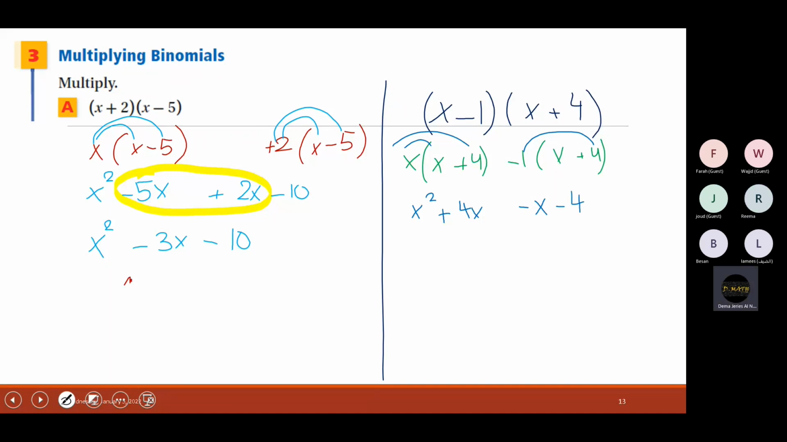Then what do you have to do next? Are there any like terms? No. You don't have any variables with the same power? There is no, teacher. There is x to the power of 2 only. 4x minus x. Oh yes, okay. 4x minus x. When you combine them, what will you have?